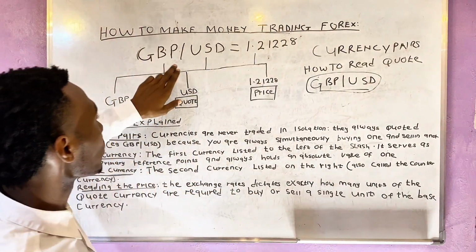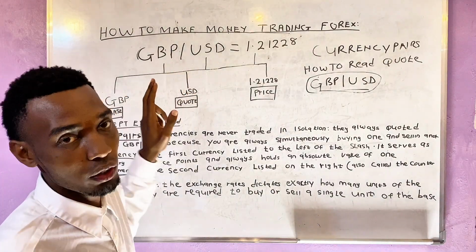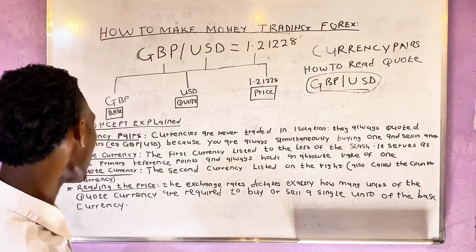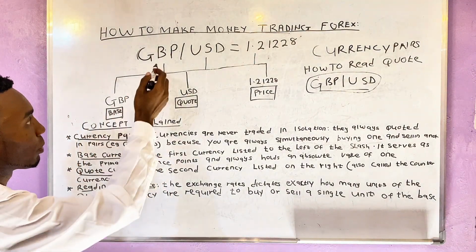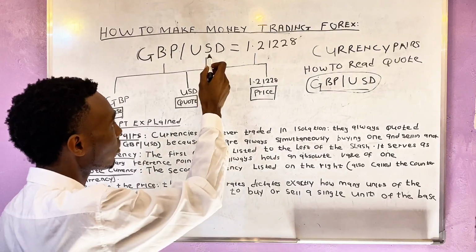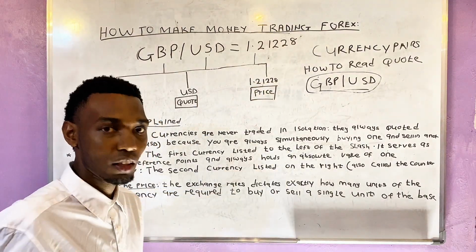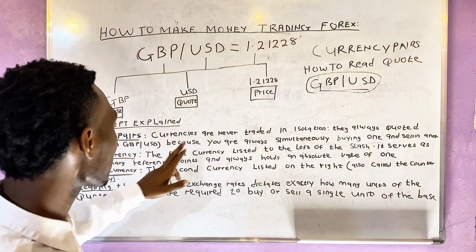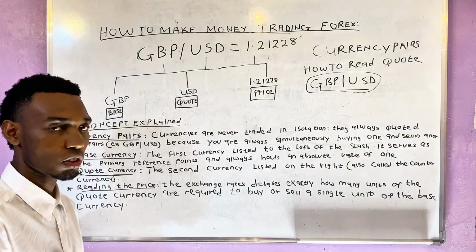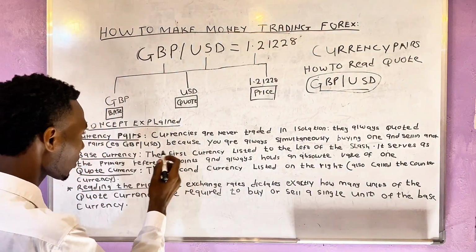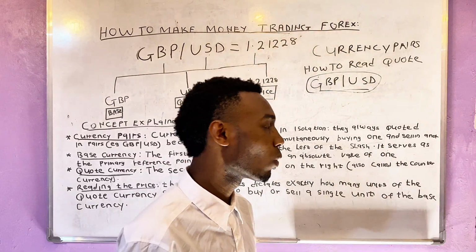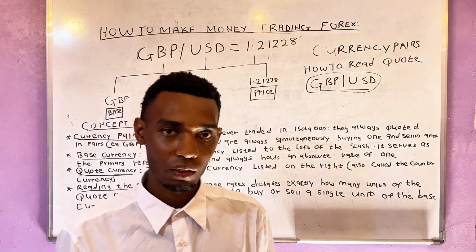If you see here, the GBP is the pound, the British pound, and this is the US dollar. Here we have the base, the GBP. The USD is the quote, and this one is the price. What does that mean? Currency pairs are never traded in isolation. They are always quoted in pairs, e.g., the pound and the USD, because you are always simultaneously buying one and selling another. You get?